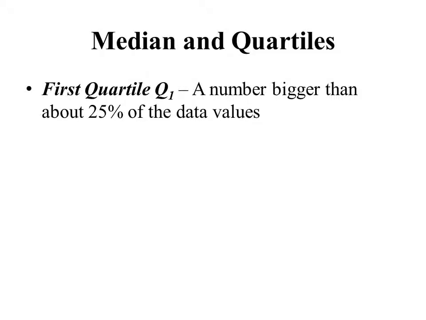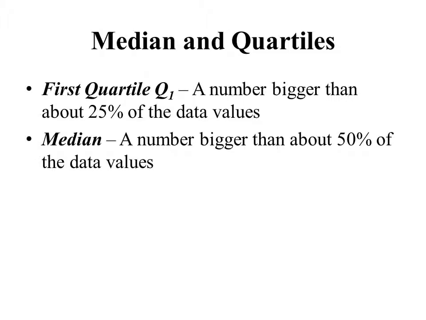Another type of summary statistic that we can calculate are what we call medians and quartiles, or the median and quartiles. And so let's define these quartiles here. The first we'll define is called the first quartile, denoted Q1. And the first quartile is a number that's bigger than about 25% of the other data values.